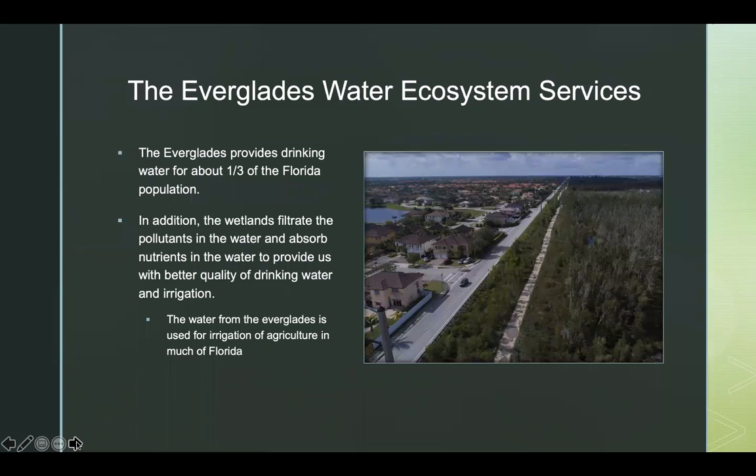So the Everglades provides many ecosystem services. However, its water ecosystem services is very prominent. The Everglades provides drinking water for about 1/3 of the Florida population. In addition, the wetlands filtrate the pollutants in the water and absorb nutrients that provide us with better quality of drinking water and irrigation. Much of the water from the Everglades is used for irrigation of agriculture throughout Florida as well.